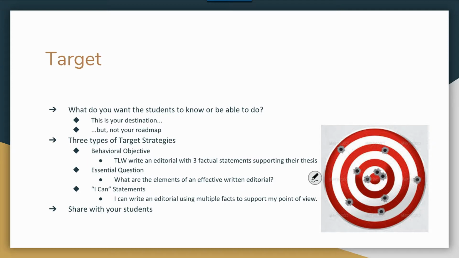Short, succinct. Will you know when they've done it? Absolutely. Because you have a piece of paper in front of you with a student's name that has a thesis statement and 3 supporting facts. These are 3 strategies for the same lesson, correct? Yes. There are 3 targets. It's essentially the same target, just stated in different ways.